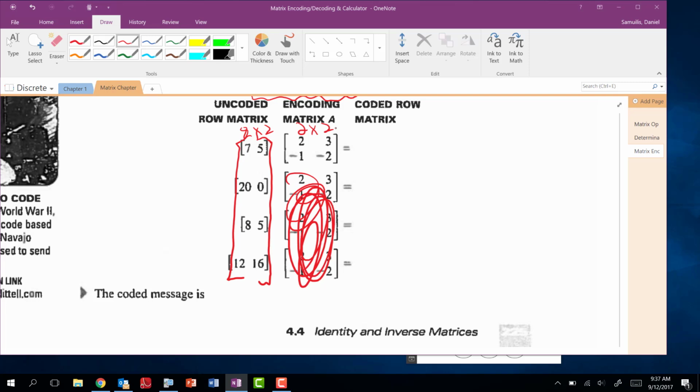And we're going to make it a secret message by encoding it, by multiplying it by this 2 by 2: 2, 3, -1, -2. Is everyone okay there? So that's how you're encrypting and decrypting. Actually, you're decrypting or decoding tonight, how it works on your homework.